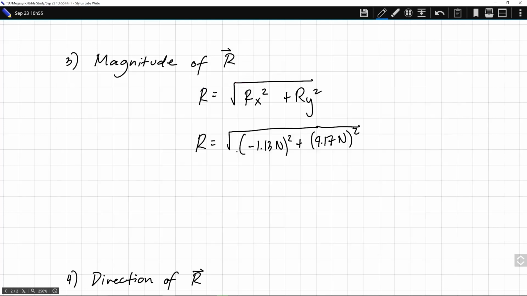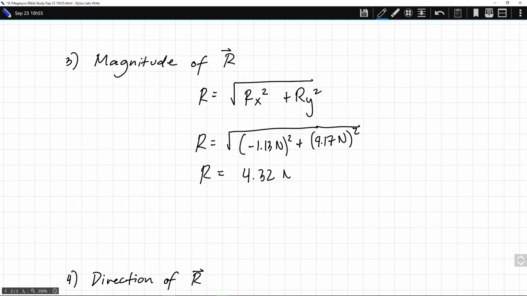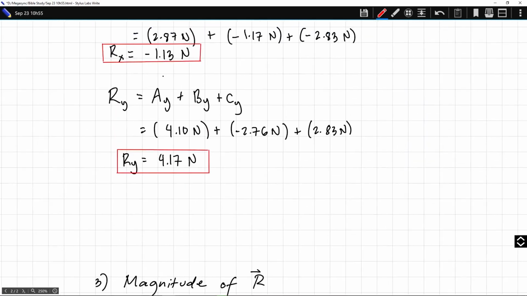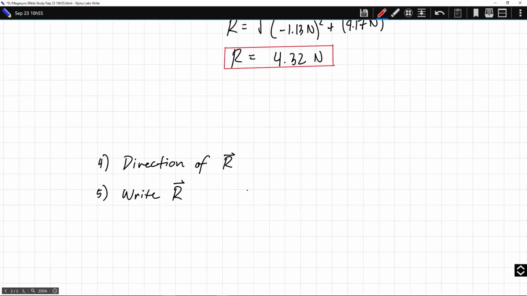So we got 4.32. So the magnitude of our resultant vector is 4.32. Unit is newtons. So this is now the magnitude of our vector. Okay, so we got that galing doon sa components ng ating vector r, resultant vector r. Okay, next, let's solve for the direction. Let's solve for the direction of vector r.